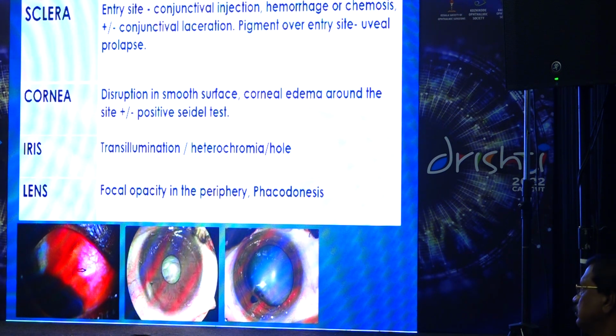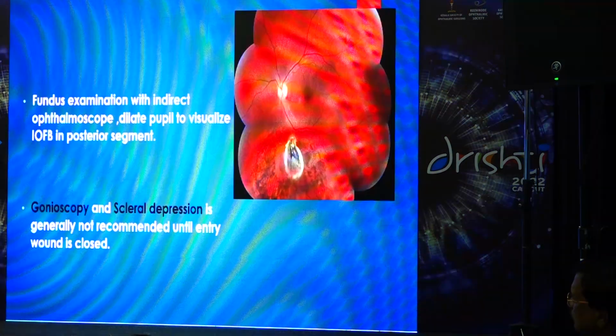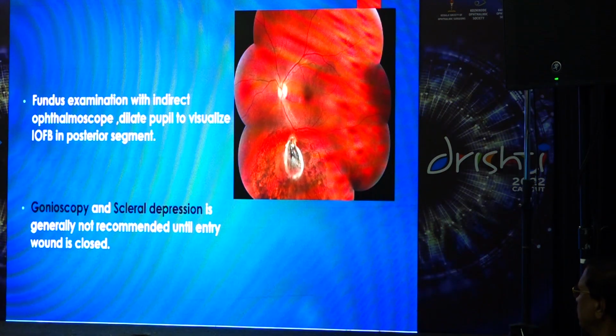The iris is ideally examined before dilatation and the lens is examined after dilatation. The fundus should again be examined in detail with an indirect ophthalmoscope after dilatation to directly visualize the intraocular foreign body in the posterior segment. Gonioscopy and scleral depression should ideally be delayed until we close the primary wound.